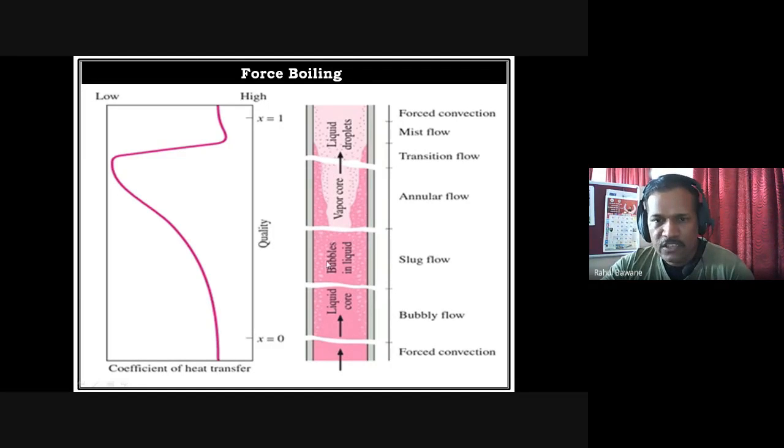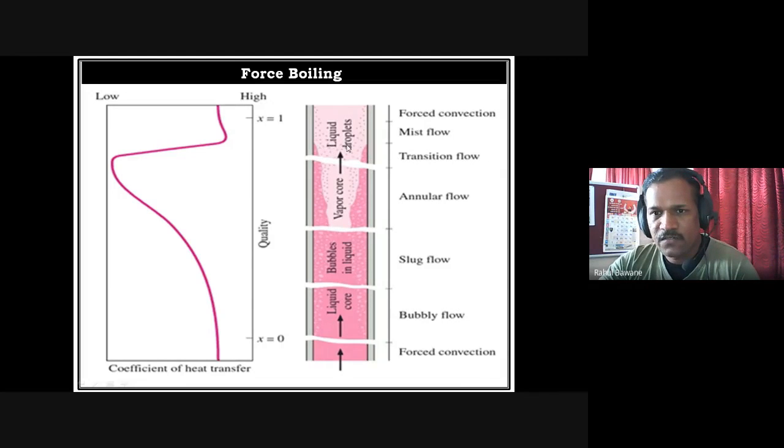So continuously the water level decreases and the vapor level increases. After this we observe a transition flow. Why transition flow? Because now most of the water has vaporized, and whatever small amount of water is there instantly forms a vapor pocket. So it is a transition flow.